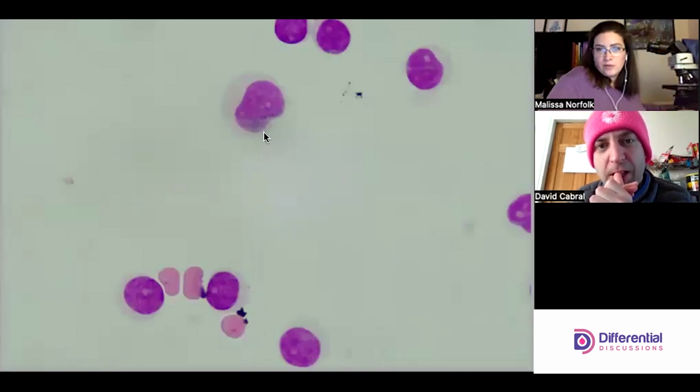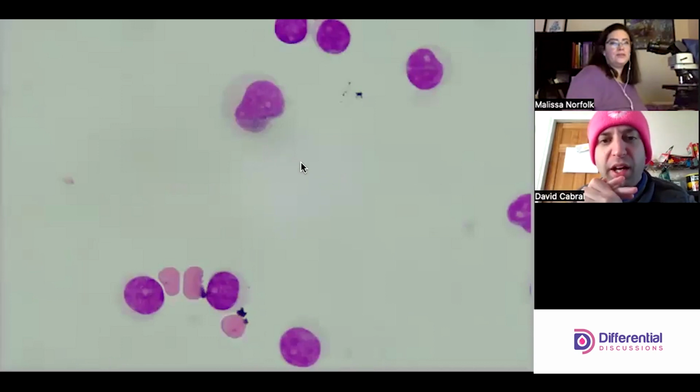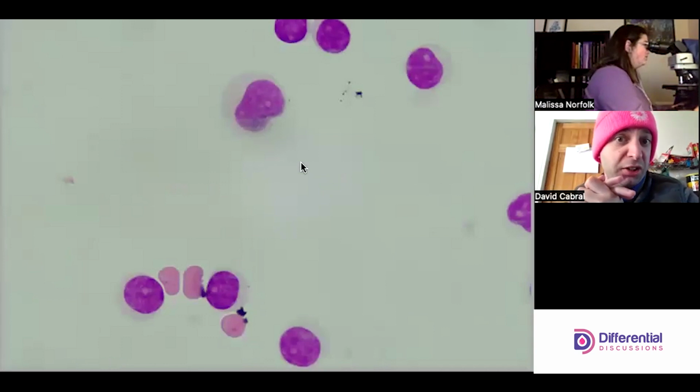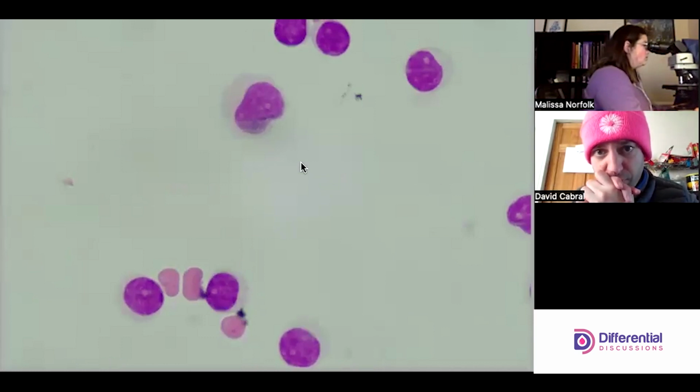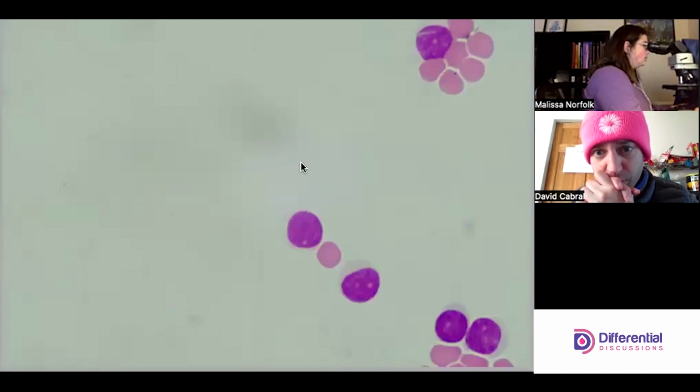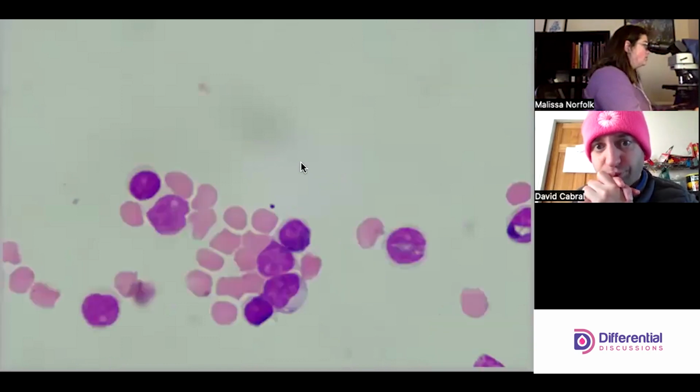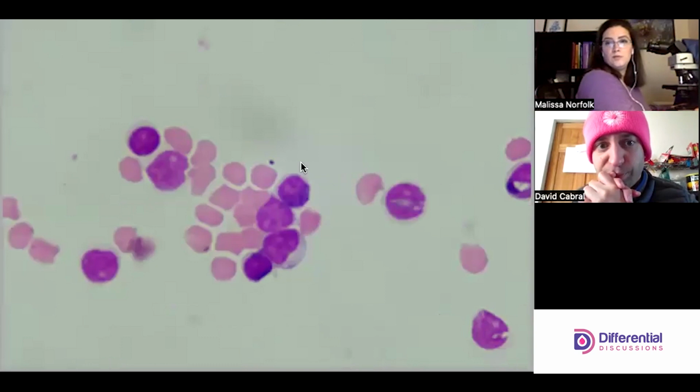Debating if this is a lymph or a mono. I could go either way on that one. Yeah. It does look significantly bigger, right? But yeah, I think it's more mono-y. The chromatin's also a little different. A little looser. Yeah. Lots of lymphs. Let me focus that a little bit.